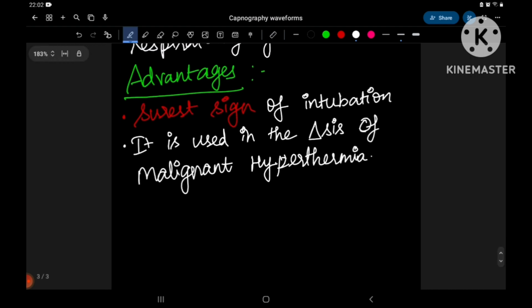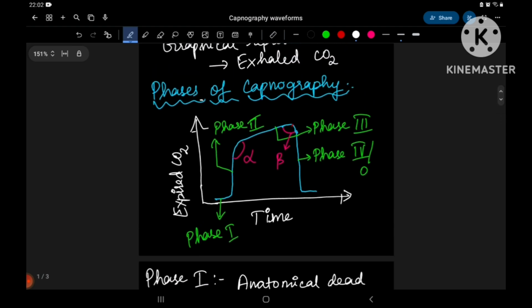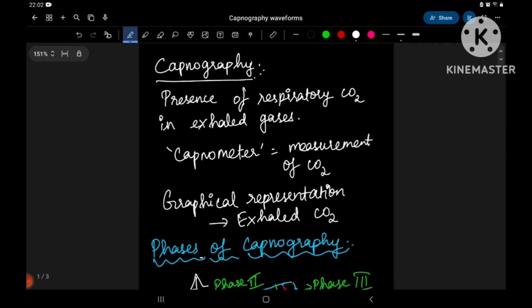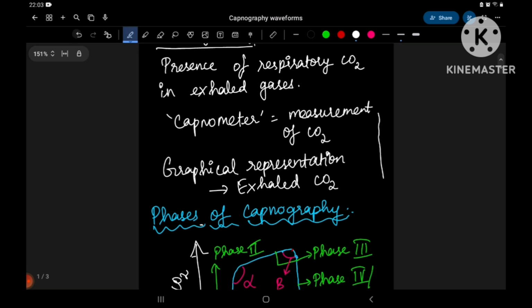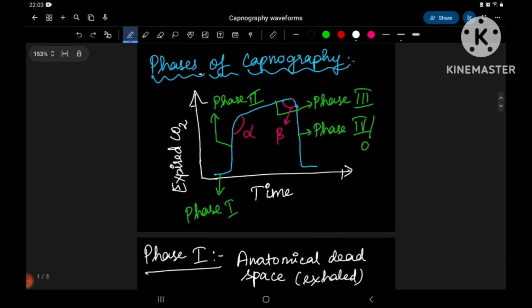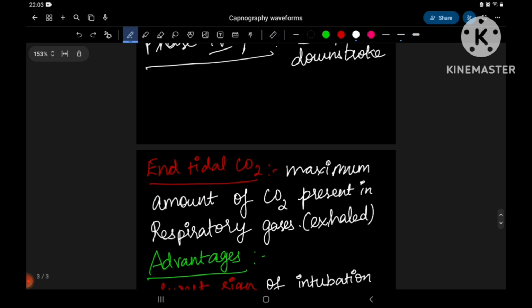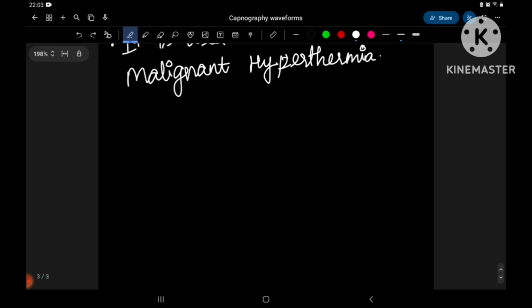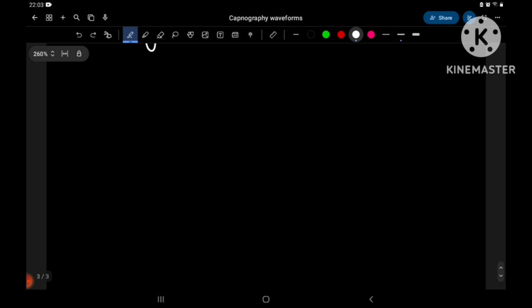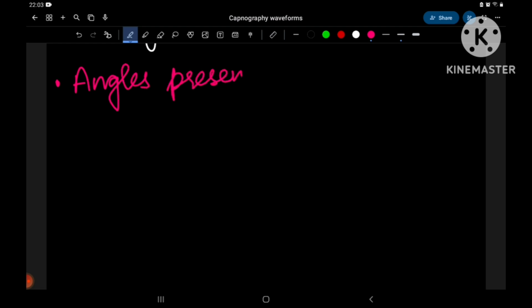So we have seen what a capnogram or capnography is. Next, you have seen the phases of capnography: phase 1, phase 2, phase 3, phase 4. Next, you have seen what end tidal carbon dioxide is, and the advantages. Now there is another thing, the angles. Angles present in capnography.